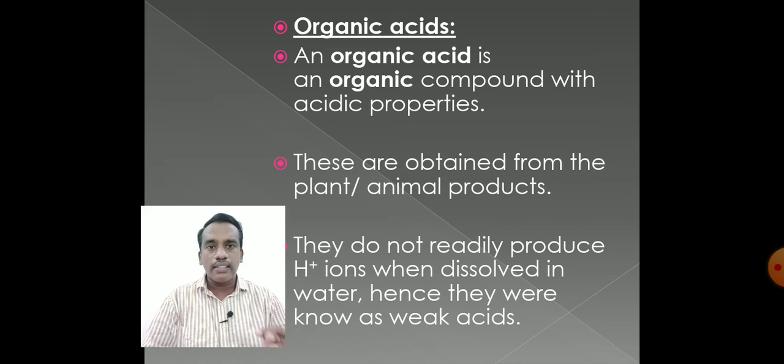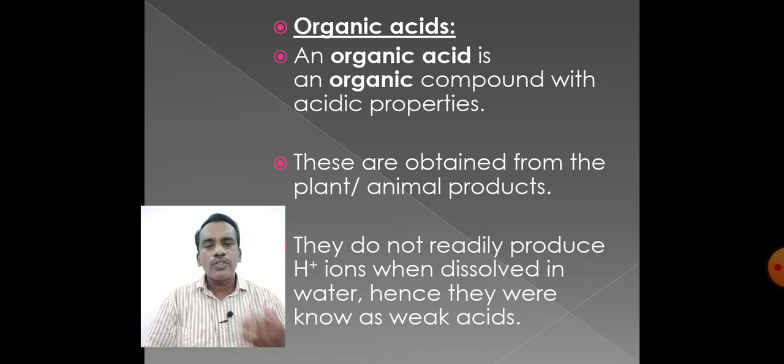Organic acids do not dissociate into H plus ions readily, or in other words, they give a very small number of H plus ions. So they are called weak acids. Where are they obtained from? We have discussed: they can be obtained from plant or animal products.